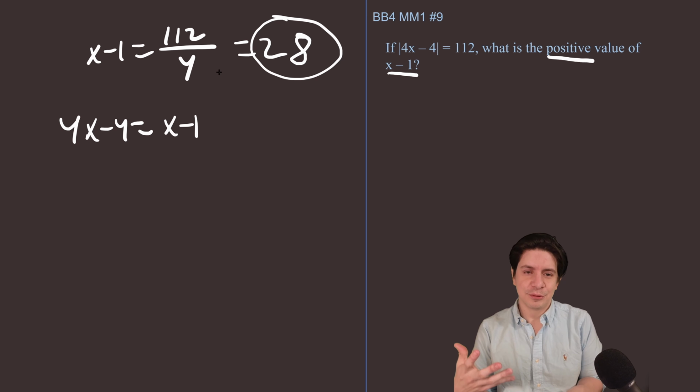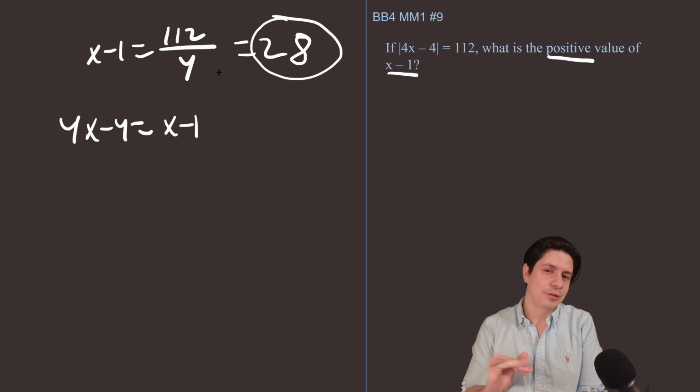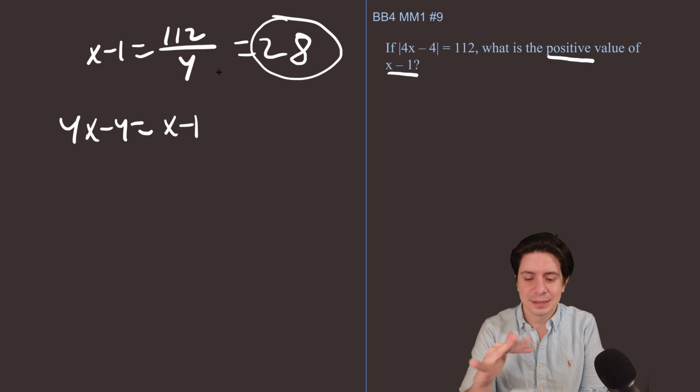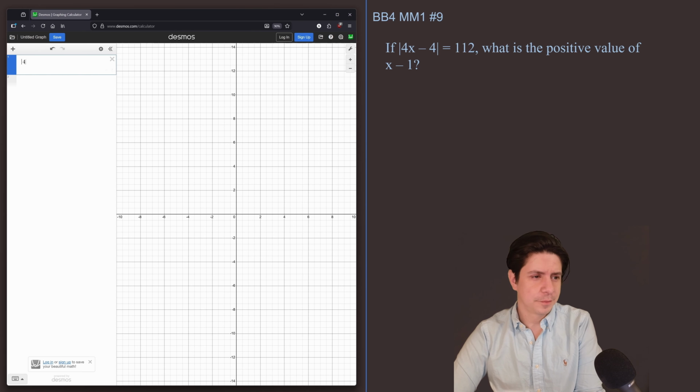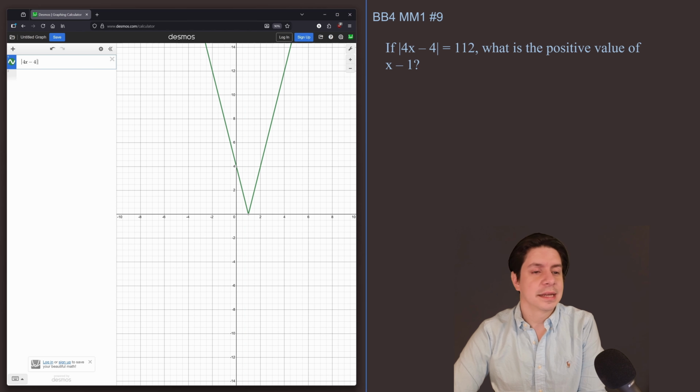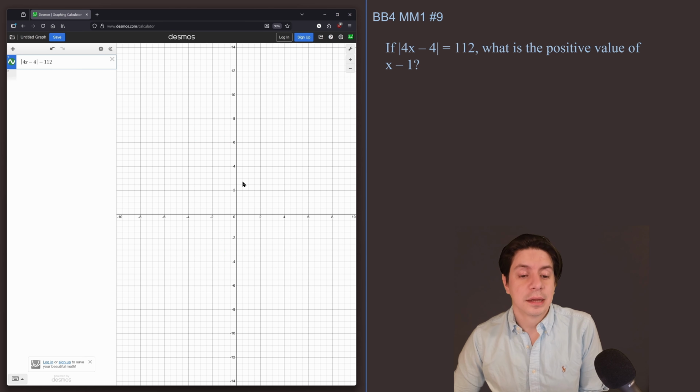Now we can do Desmos, and you'll see both ways work, and you can choose which one you think is easier. I think they're about the same level. So here we do the absolute value symbol, 4x minus 4, close absolute value symbol, and then instead of setting it equal to 112, I'm going to subtract 112, because then it makes a nice function for me, a graph.